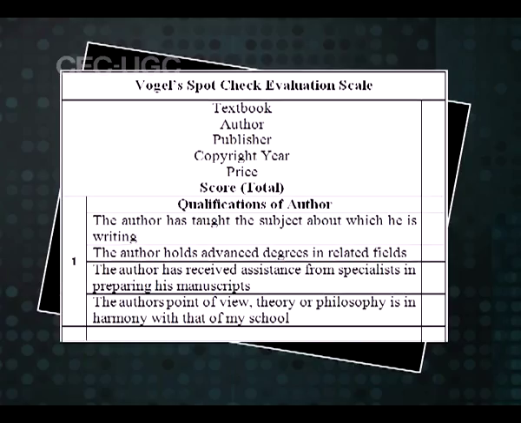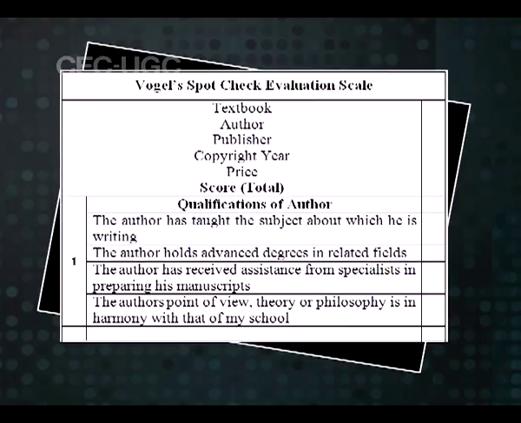Next, Vogel's spot check evaluation scale. You have got the different things. One is textbook, the other is name of the author, name of the publisher, copyright year, price, and you have got a score of all these points. Now the first one, qualifications of the author.